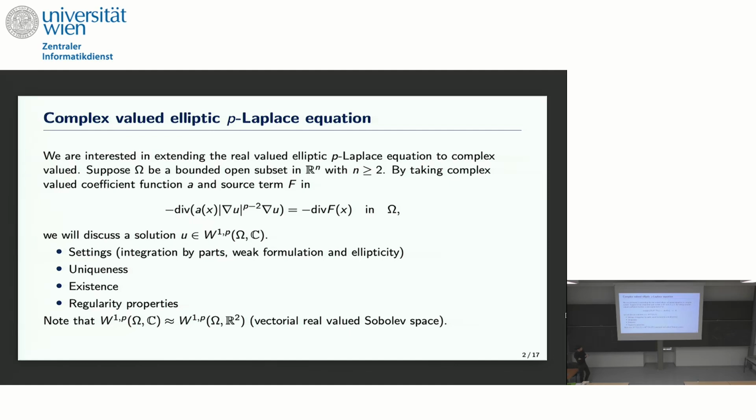We have to know whether there really is a solution, that is uniqueness and existence. Regularity properties are my interest. In the complex space, if we take some function in here, there will be a real part and an imaginary part. So basically, it is the vectorial real valued Sobolev space. They will be equivalent.